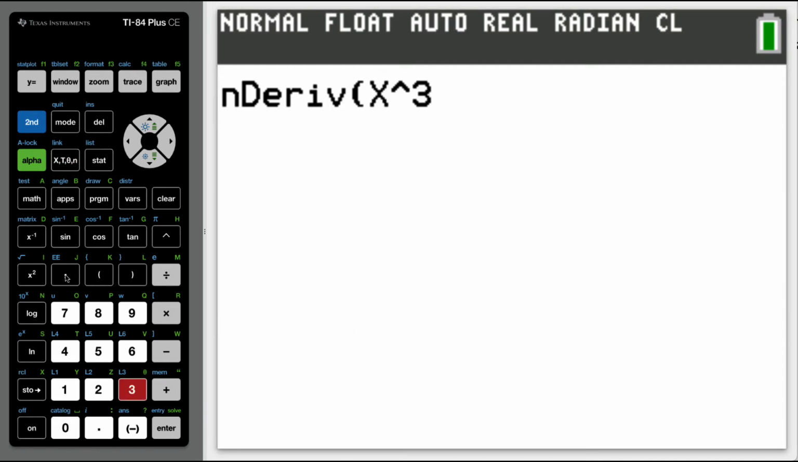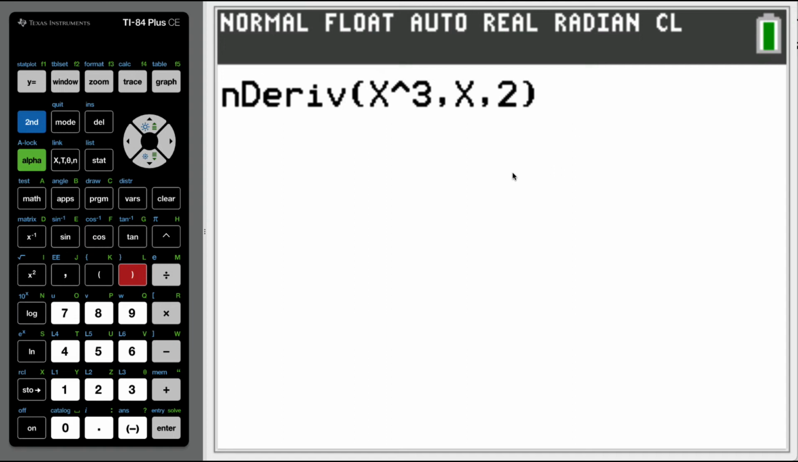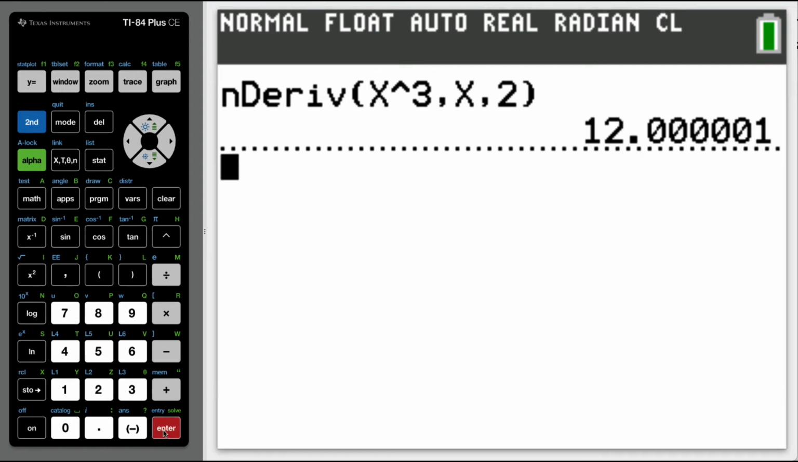We're going to separate things in here using the comma. So we're going to differentiate at an x value of 2, and then I close up those parentheses. So we're finding the numerical derivative of x cubed at an x value of 2. I hit enter, and again it spits out that 12.000001. So we can approximate that numerical derivative at an x value of 2 to be about 12 for that x cubed function.